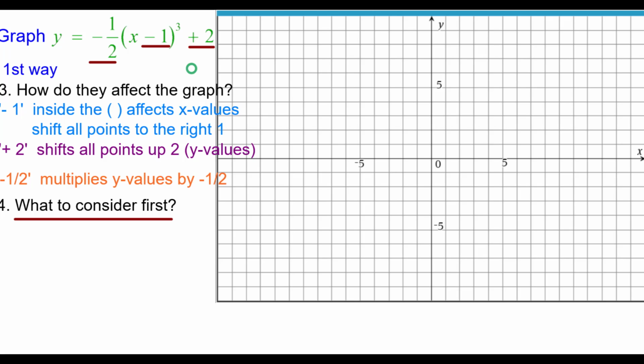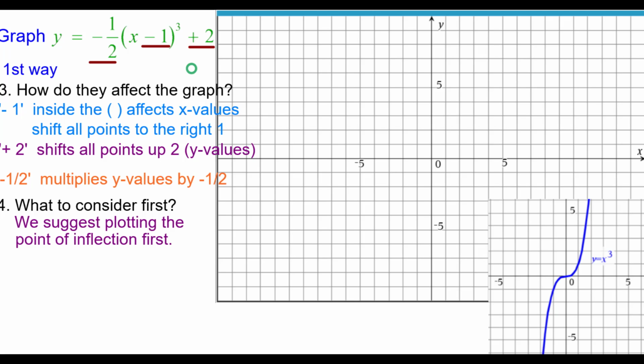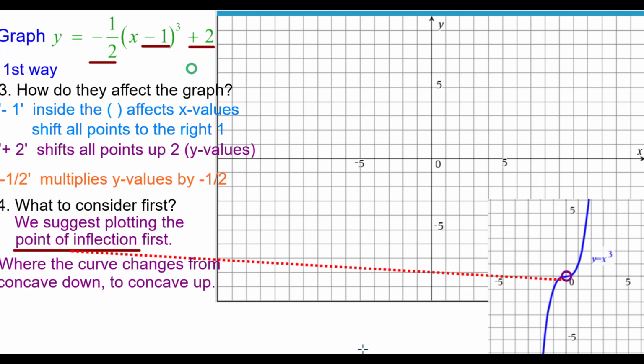So what should we consider first? Well, we're suggesting you plot the point of inflection first. This is the point of inflection normally on the cubic graph, and it's defined to be where the curve changes from concave down, like a frown, to concave up, like a smile, where it changes concavity. It's called a point of inflection. Normally it's at the origin, but we have some things to consider here.